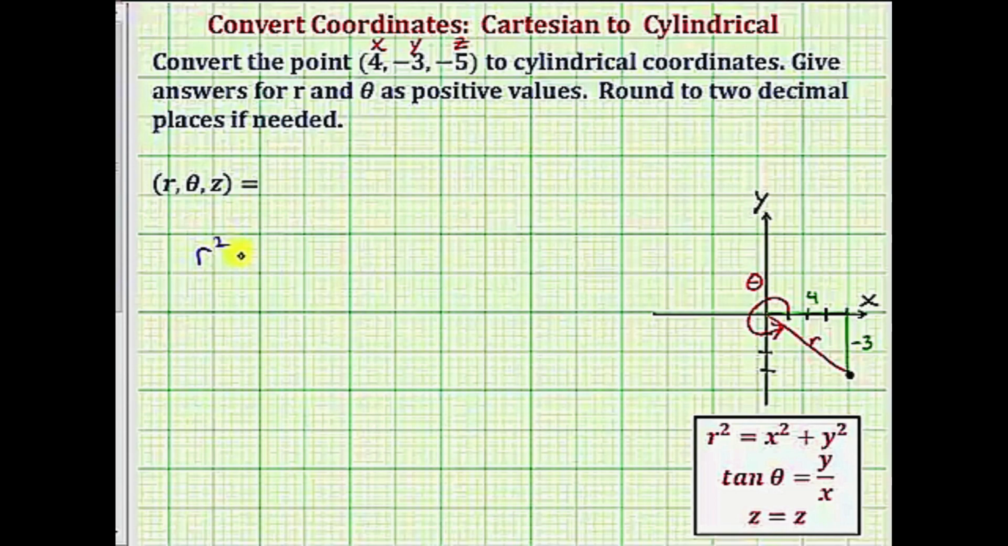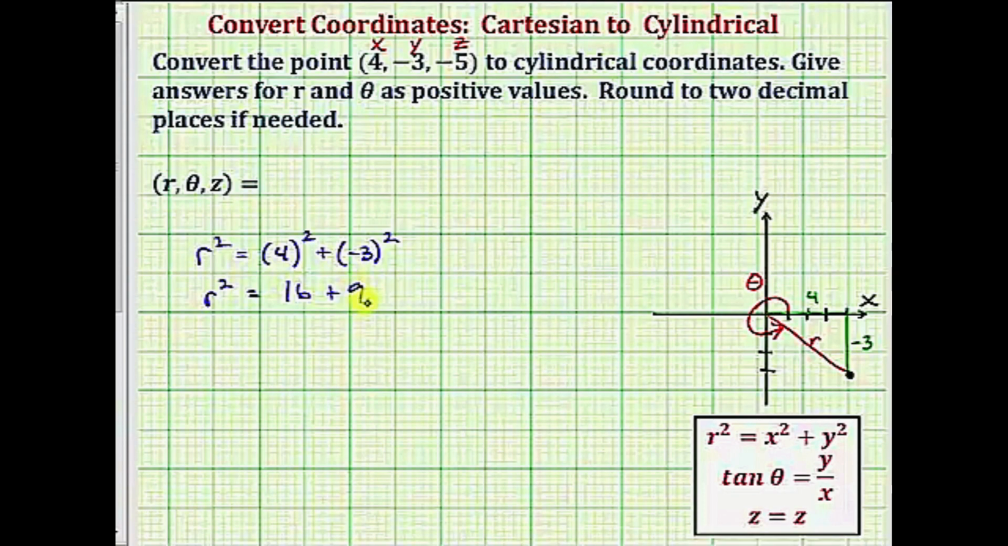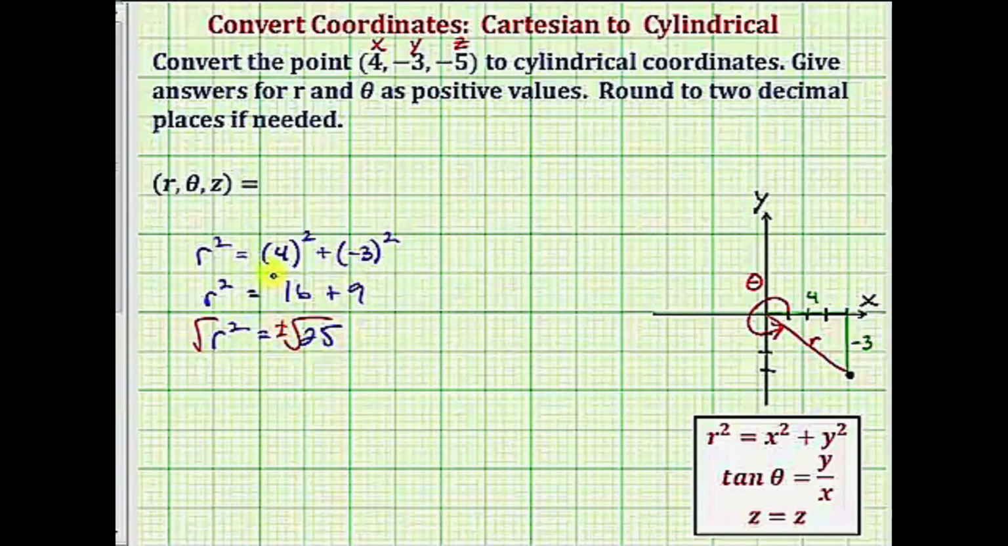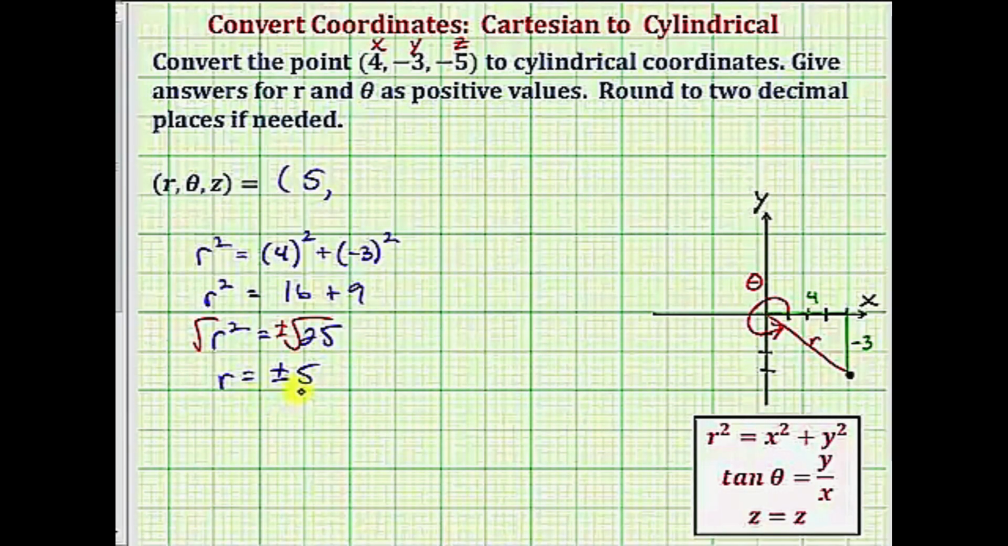We know r squared is equal to x squared or 4 squared plus y squared, which is negative 3 squared. So we have r squared is equal to 16 plus 9. So r squared is equal to 25. And then we'll take the square root of both sides of the equation. Notice here we'll have two solutions for r equals plus or minus 5. We are asked to use a positive value for r though, so we'll use r equals 5. Remember, if we use a negative value for r, then we'd plot the point in the xy plane in the opposite direction of our angle theta.